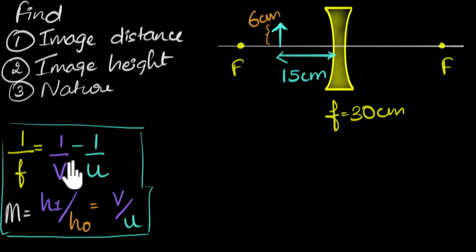Okay? So in this, image distance is v. That means we need to figure out what v is. Image height is hi. So we need to figure out what hi is. And then somehow we need to figure out the nature of the image, whether it's real or virtual as well.